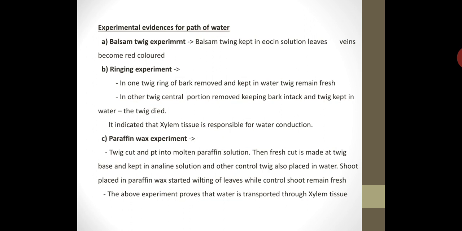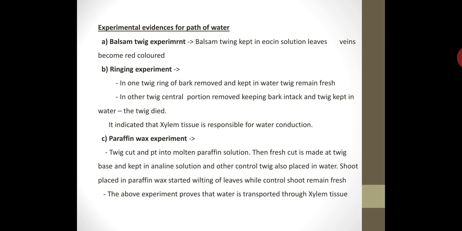To prove this ascent of sap, how it takes place, what are the experimental evidences to explain the path of water in the plant body? We know the conducting tissue consists of xylem and phloem. Then which tissue is responsible for the ascent of sap? That question arises: whether phloem is responsible for ascent of sap or xylem is responsible for ascent of sap.